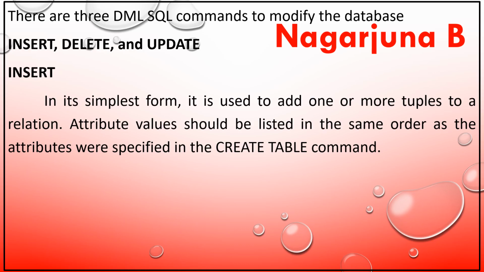Attribute values should be listed in the same order as the attributes were specified in the create table command. That means at the time of creating a table, you will be using a create table command which I have explained in the previous video. So in the order in which the attributes were specified at the time of creating a table, in the same order you need to give the values to the attributes while using the insert command. So the insert command has various forms. Among them, the simplest form is used for adding one or more tuples to the relation.